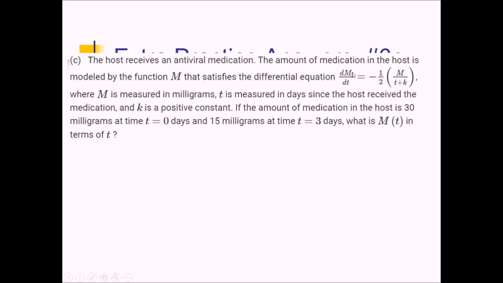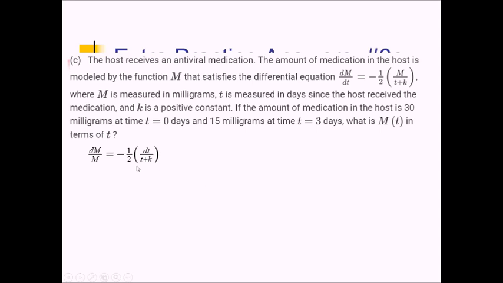All right, so solving this, one thing that we're going to have to do is to separate our variables, because you notice that we have the output variable M in the differential equation. So I'm going to divide both sides by M. That gives me a dM over M on the left side. And I'm going to multiply both sides by dt to get that away from the M's. So on the right side, we're going to have negative 1/2 dt over t plus k. At this point, I can take the antiderivative on both sides.